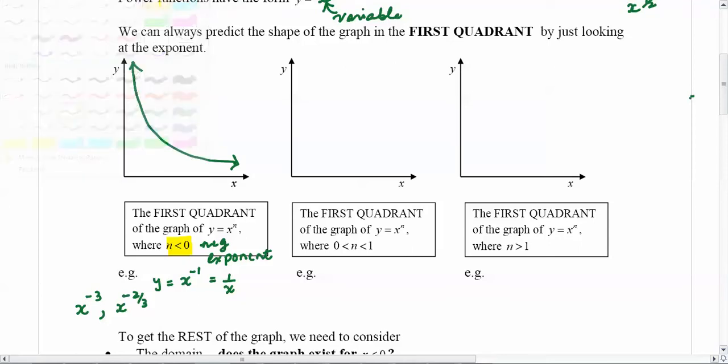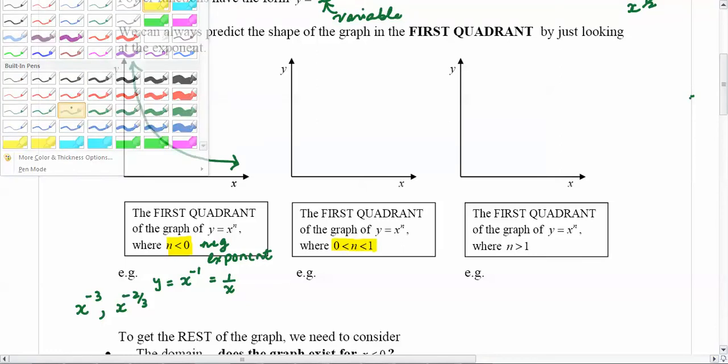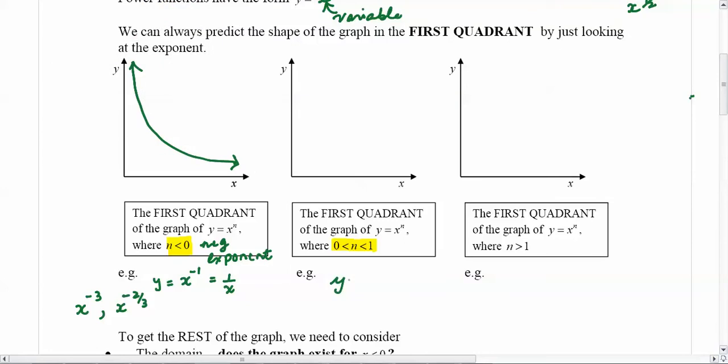Let's have a think about the graph where the exponent is between 0 and 1. Let's think of a graph you're familiar with. Well, you know what the graph of y equals x to the 1/2, otherwise known as root x, looks like in the first quadrant. It gets less steep as you go from left to right. And so a graph of x to the 3/4, x to the 1/3, those exponents are all between 0 and 1, and they look like root x in the first quadrant.